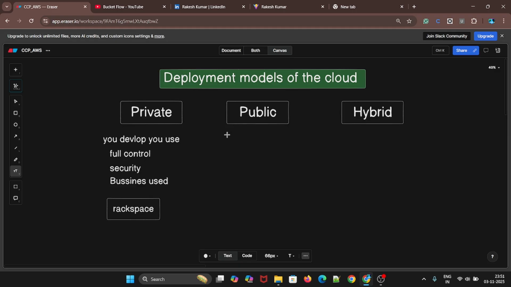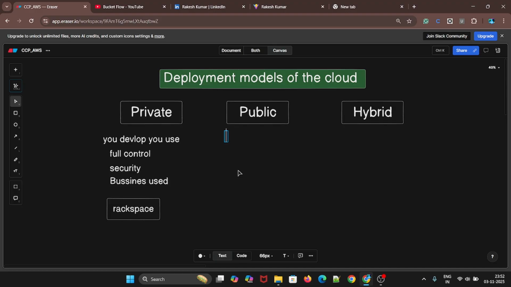Now come to the public one. As the name suggests, public means the cloud resources are owned by a third party, who provides some service, and you use it over the internet. That's the meaning of public. Someone has the ownership, you are just using it on a pay-as-you-go model.